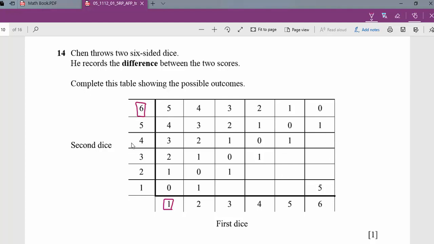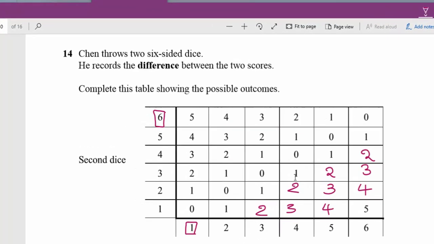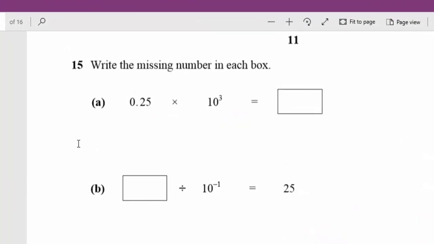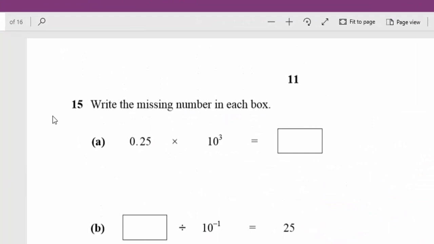4 and 5 is 1. 4 and 6, the difference is 2. 3 and 5, the difference is 2. 1, 3 is 2. 2, 4 is 2. Now 3 and 6, the difference is 3. 2 and 5, the difference is 3. 1 and 4, the difference is 3. And here the difference is 4. Done. Well, let's stop here.